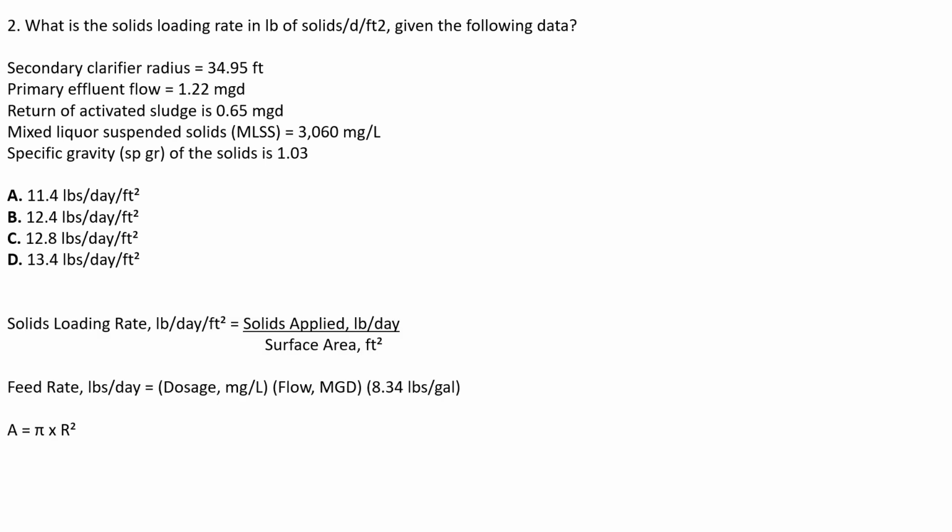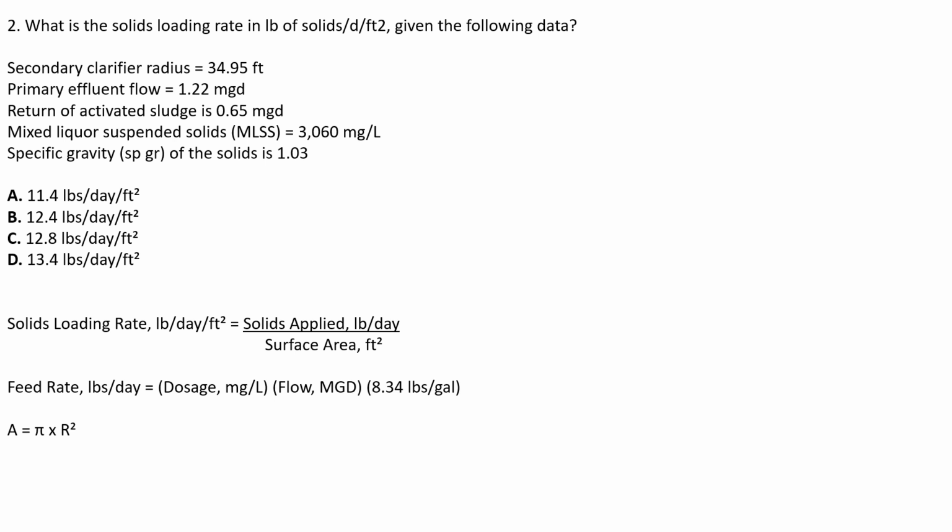1.03. The formula we want to use is the solids loading rate, pounds per day per square foot, is equal to the solids applied, pounds per day, divided by surface area in square feet. To find your solids applied pounds per day, we're going to use the feed rate pounds per day formula, which is equal to the dosage milligrams per liter times the flow million gallons a day times 8.34 pounds per gallon. And to find the surface area, since we were given a radius, area is equal to pi times radius squared.